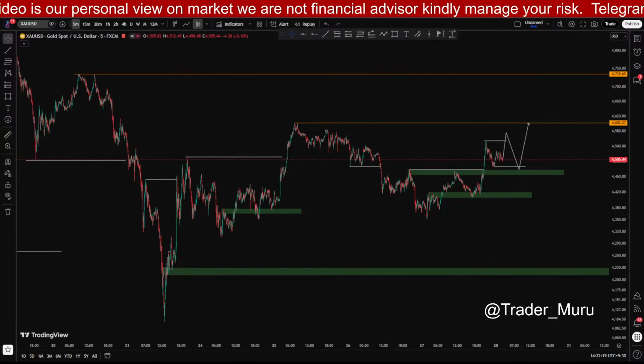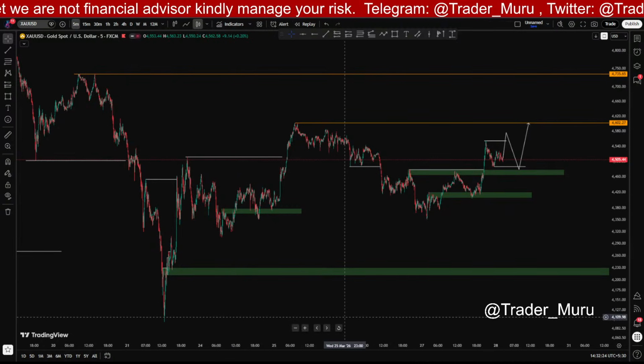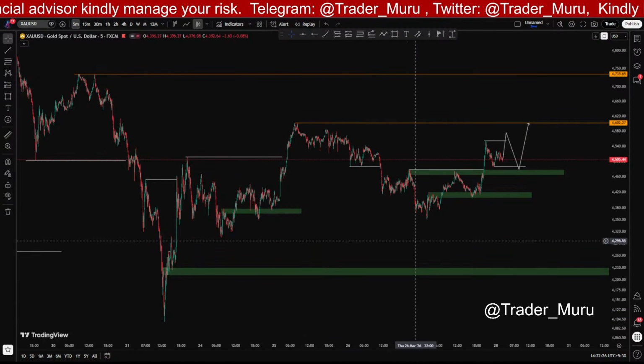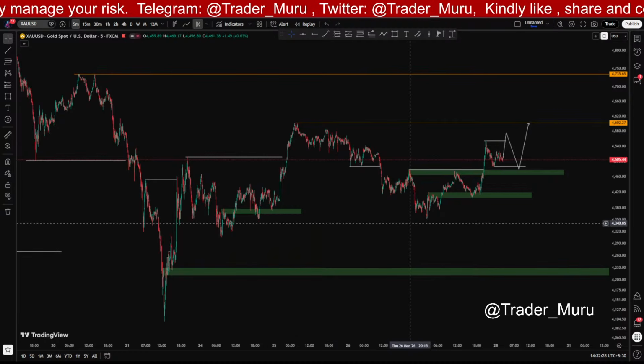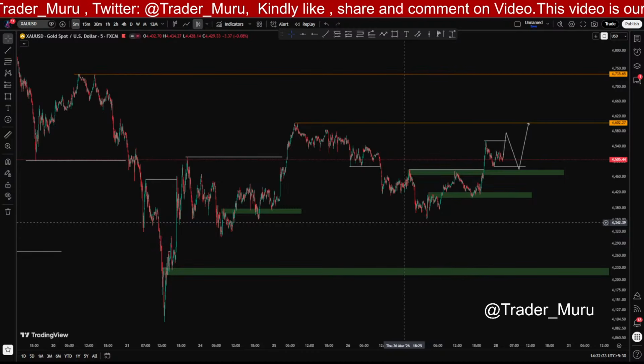Don't try to predict the market, just go with it. Whatever the market is offering, just go with it. If it is offering a bullish structure, go with the bullish structure. If it is offering a bearish structure, go with shorts.